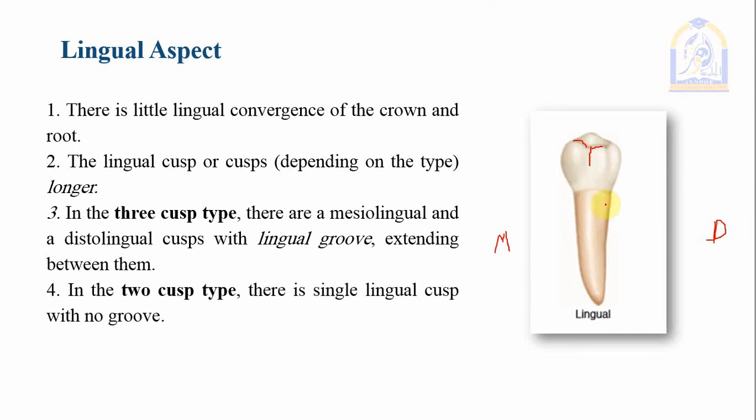While in the two cusp type, there will be only a single lingual cusp opposite to the buccal cusp, and there will be no groove. Of course, we can also see the cusp ridges of the buccal cusp from this aspect and a portion of the buccal triangular ridge. The crown outline, as you can notice, is usually bulbous with a constricted cervical area.